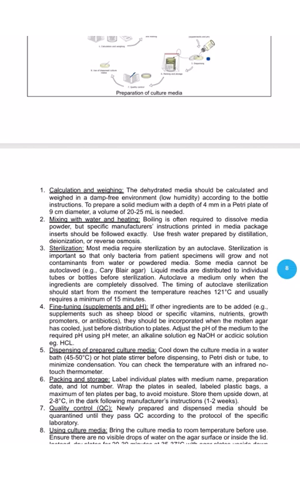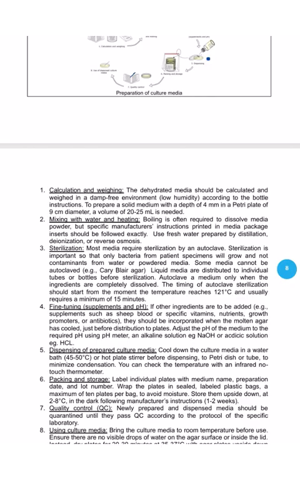So each petri dish might require between 20 to 25 ml. So you need to calculate how much of the dehydrated medium you want to weigh to prepare the volume you require. For example, if you want to prepare 10 petri dishes, then definitely you want a volume of 250 ml. So for this 250 ml, you have to read the instructions of the media, how many grams of the dehydrated medium you want to weigh to prepare this 250 ml.